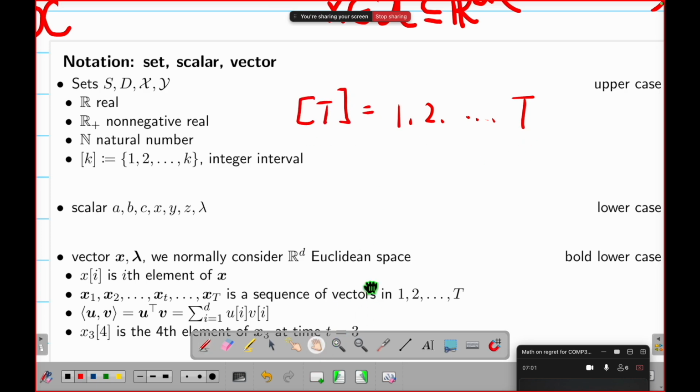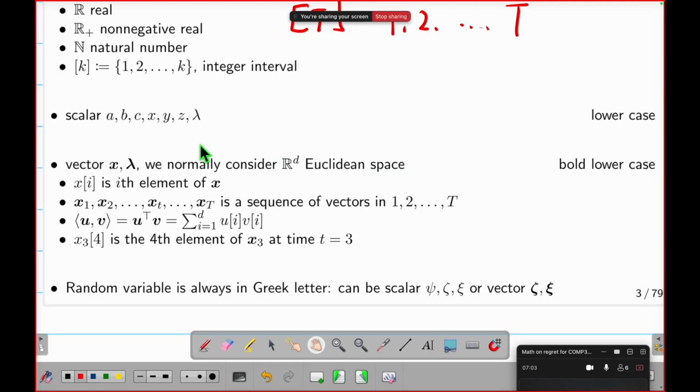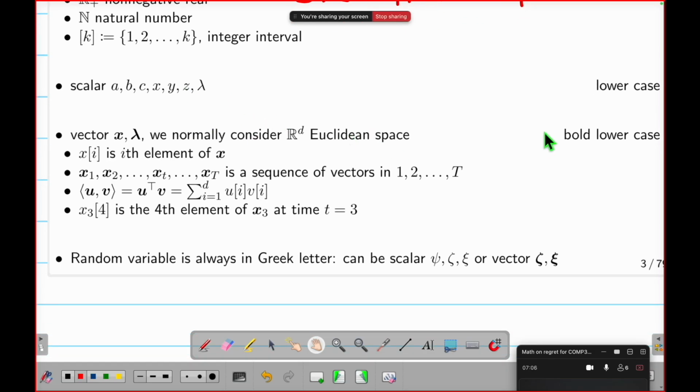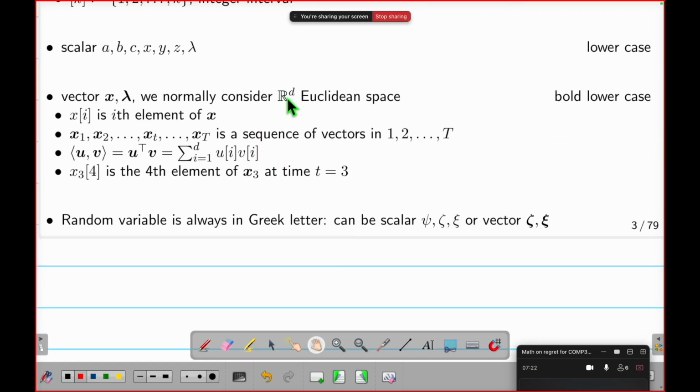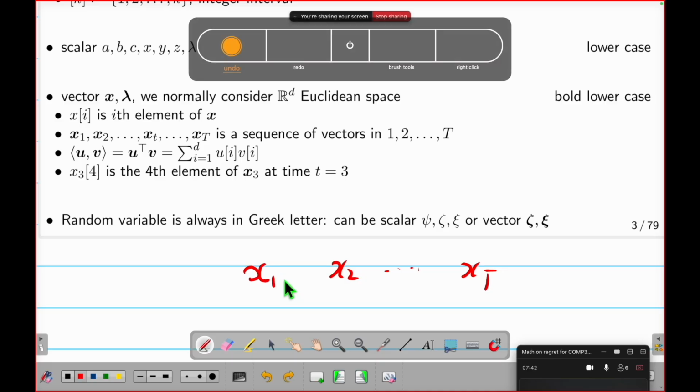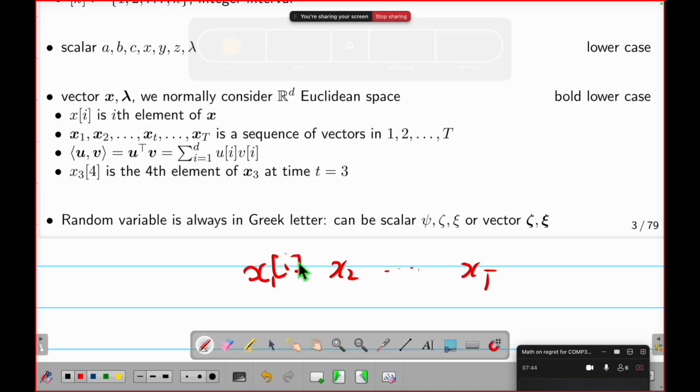Okay. And then now scalars are just lowercase: a, b, c, d. And then vectors are bold case, and then usually in R^d or R^n or whatever. And because we have a sequence, we have x1, this is a vector, x2 is a vector, so we have a bunch of vectors until xt. Then if I want to talk about the ith component of this, I cannot put another subscript here, it will be very confusing, so I have to write a square bracket here.